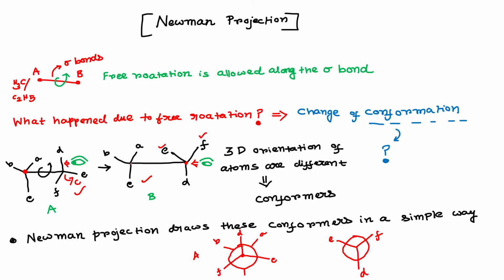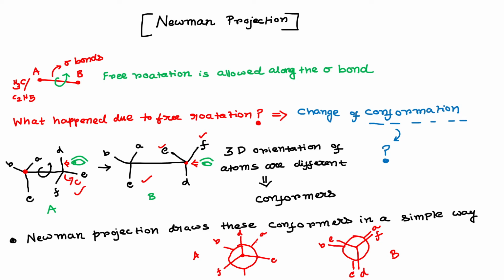Now this is your rear side carbon. So the B group is situated in the left side, A group in the right side, and C is in the below side. So this is the Newman projection of the molecule B.